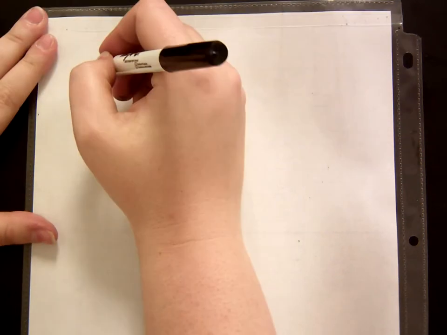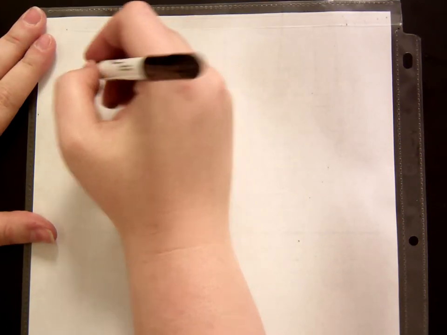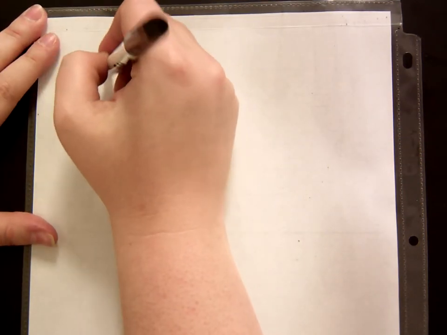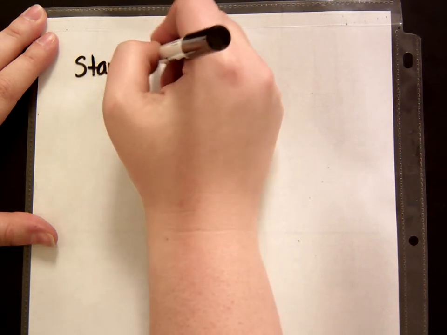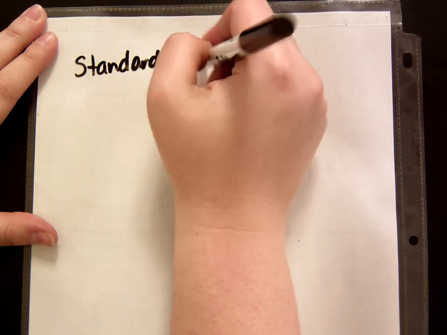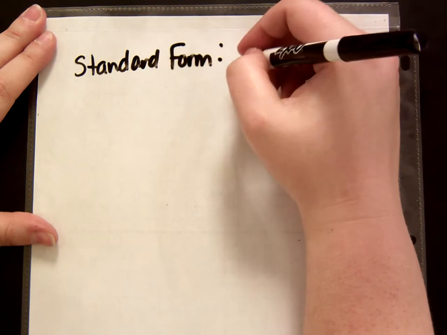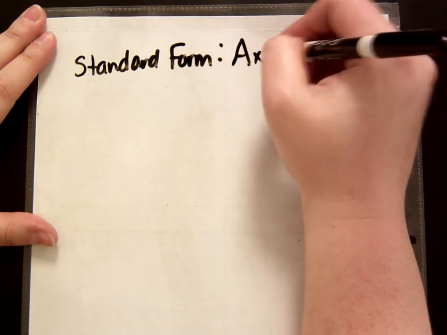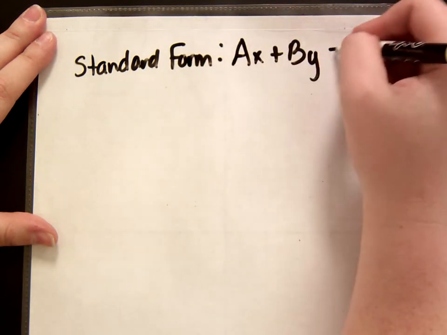Alright, so now what we're going to talk about in this video is linear functions. And we're going to start by talking about the standard form for linear functions. The standard form for linear functions is ax plus by equals c.